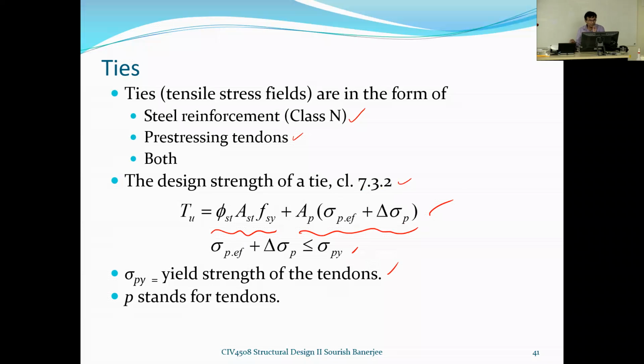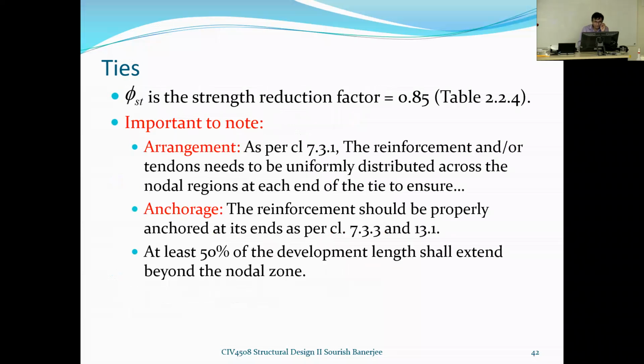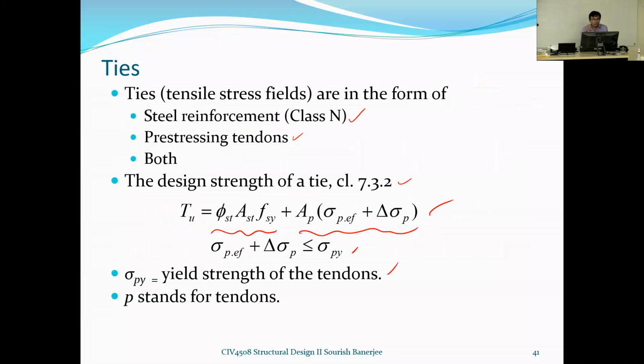And the value of phi st, in this case, from table 2.2.4 is 0.85. Again, this is an increase from the previous standard. Earlier it was 0.8, now the strength reduction factor is 0.85. Remember, this is for tension because we are talking about a tie here. Okay, so this is a very simple expression. Strength of the tie, you see, this is an axially loaded member, isn't it? We have seen in the case of compression.